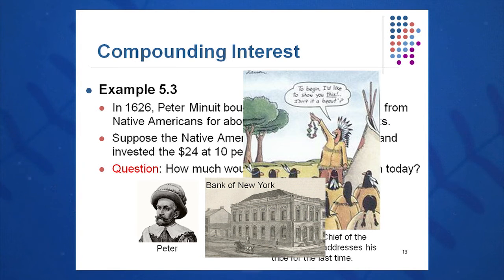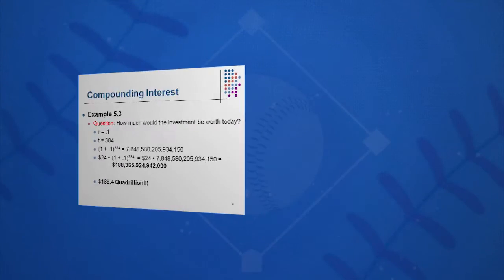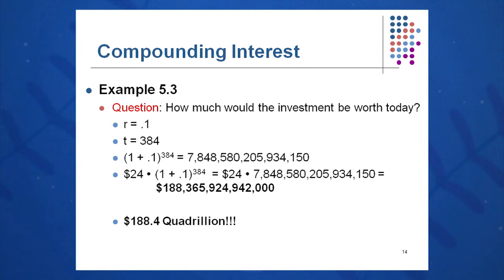Here's a really powerful example of time and compounding interest. In 1626, Peter Minuit bought Manhattan Island from the Native American Indians for about $24 in goods and trinkets. If I was able to take that money and invest it at the Bank of New York at 10% back in the day, how much would the investment be worth today? And you can see, again, how quickly this money adds up when you leave it in for a large number of years. Time in this case is 384 years.